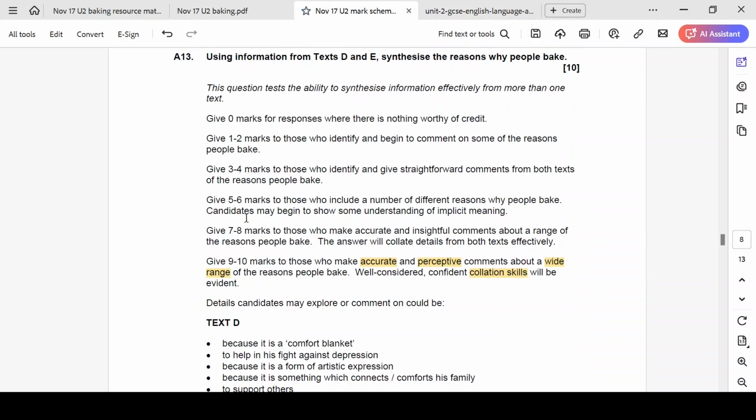And if you look at the mark scheme, for 9 to 10 marks out of 10, accurate and perceptive comments. So obviously accurate in the sense that they are relevant to the question. They're not about something else other than the reasons why people bake. So they keep to the question. Wide range of reasons means you're finding most, if not all, of the relevant points. What they call collation skills here does perhaps imply that you need to blend your answers together. If you collate something, you bring things from different sources and put them together. But trust me, there's absolutely no expectation that you will compare, you'll say anything about similarities or differences. That's not required. That's for your compare and contrast question, which will be on the other paper.